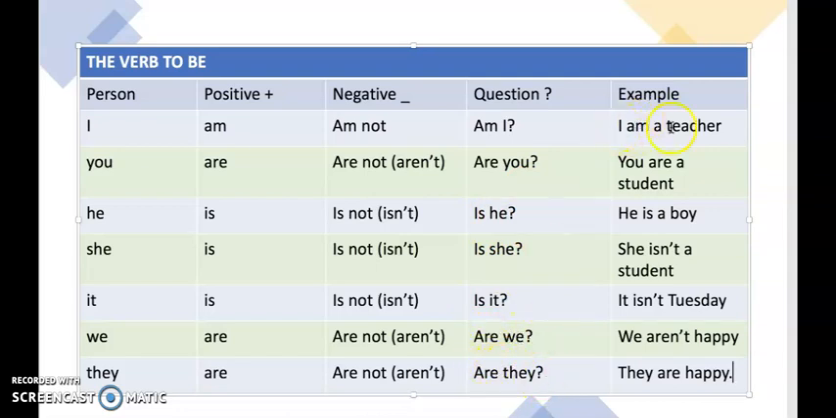And your example, I am a teacher, you are a student, he is a boy, she isn't a student, it isn't Tuesday, we aren't happy, they are happy. And that's the verb to be.